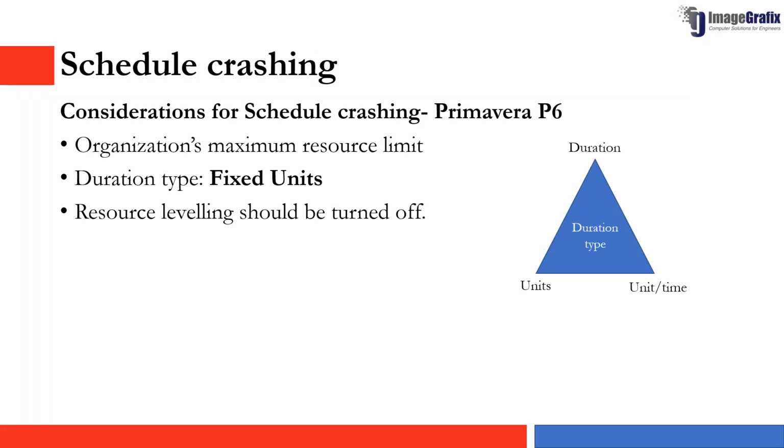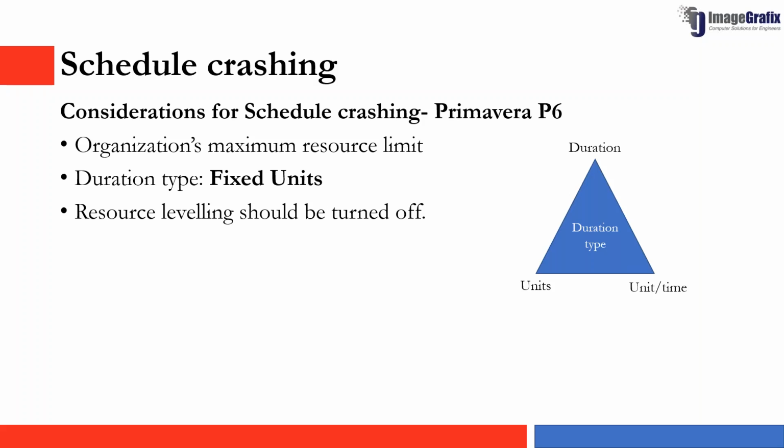this might lead to some over allocations of the resources, because the whole concept of schedule crashing is dependent wholly on the resources. So we are increasing the resources, which means we have to see the over limit of the particular resources as well. So this is one of the considerations which we need to maintain when it comes to schedule crashing in Primavera P6. And the second one is the duration type.